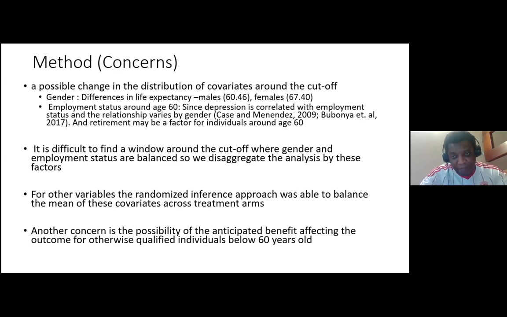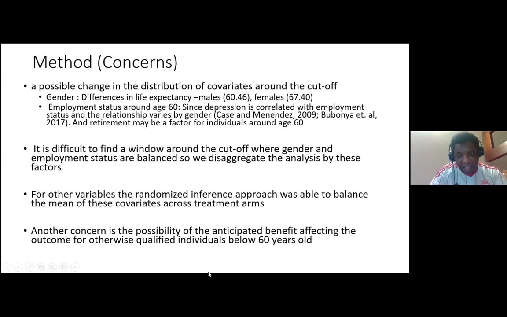Because it was difficult for us to find a window around the threshold where gender is balanced, probably due to the life expectancy factor I mentioned just now, we had to disaggregate the analysis by gender and employment status, to try to get a more credible estimate that is not affected by those factors. For all the other variables, we're able to find windows where those variables are balanced around the threshold, and we use the data sets selected by the data-driven method to do our estimation.